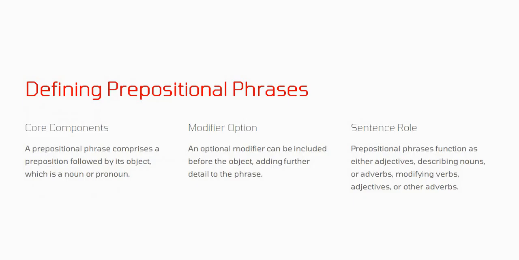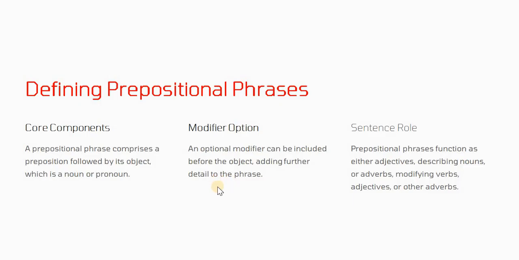Now, the core components of the prepositional phrase. A prepositional phrase comprises a preposition followed by its object, which is a noun or a pronoun. So the prepositional phrase has a preposition followed by an object, a noun or pronoun. Now, its optional modifier is very important. An optional modifier can be included before the object, adding further details to the noun phrase.